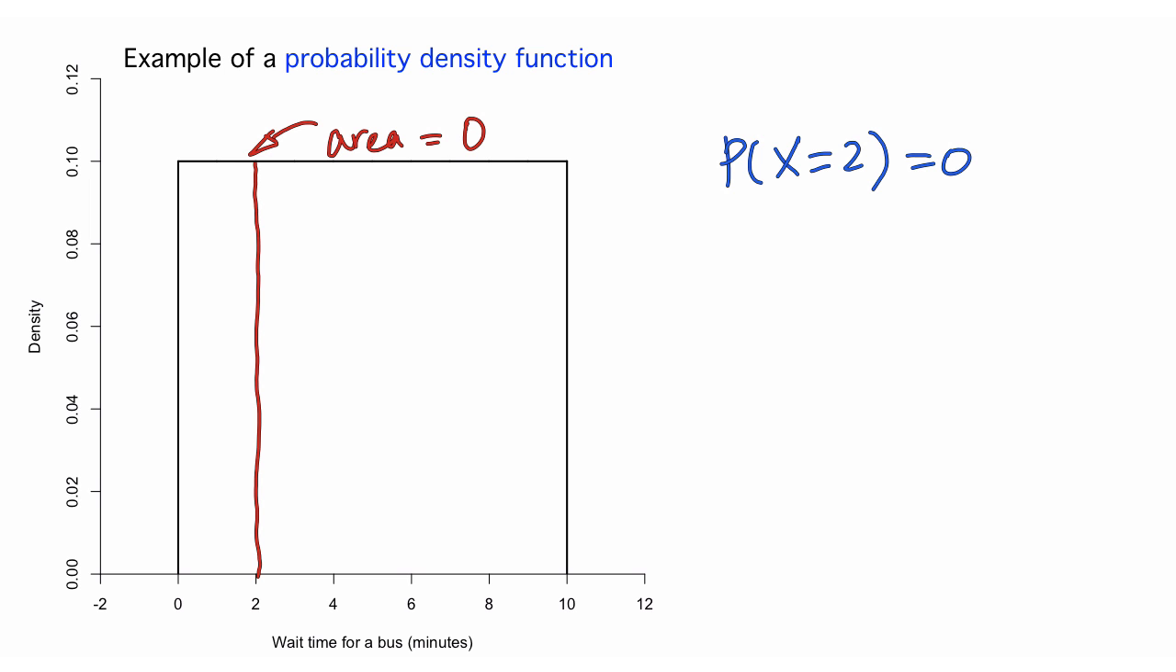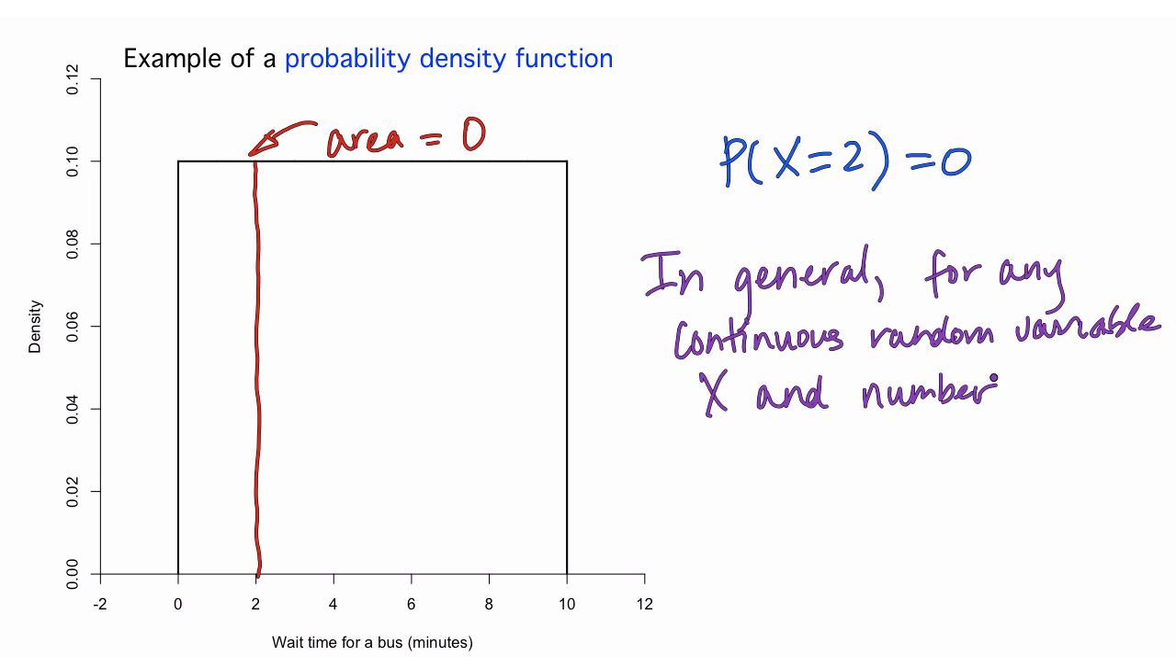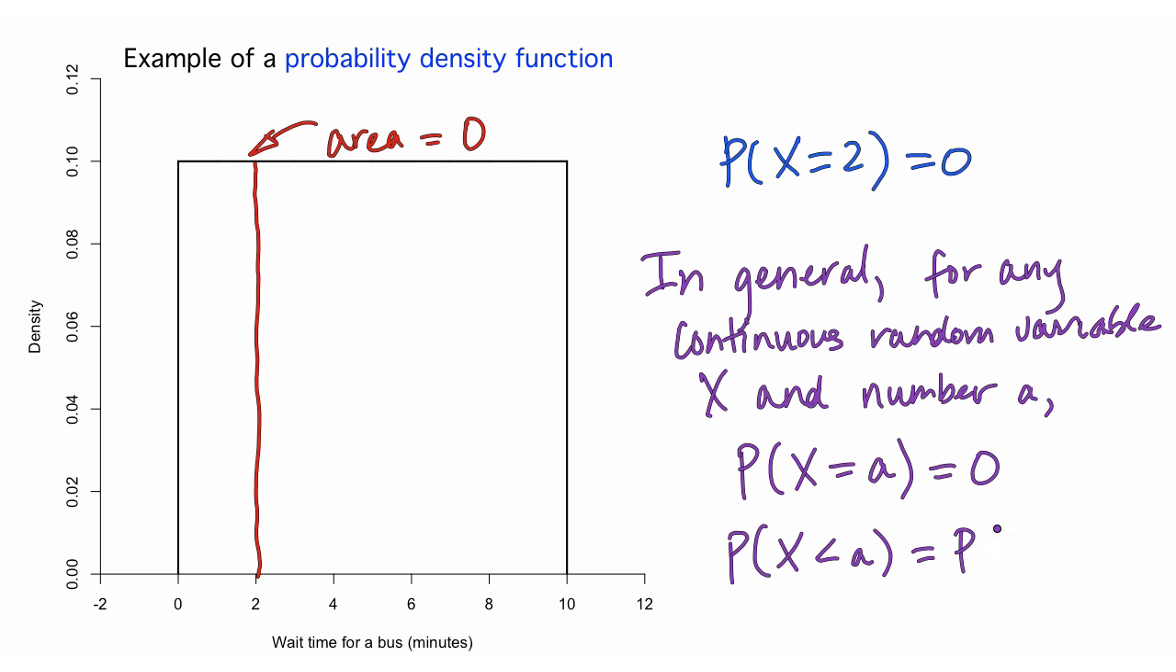You can think of this as getting that one particular value out of the infinite number of possibilities in the interval that the random variable can be. So any one particular value is just 1 out of infinity and has probability 0. As a result of this, for any continuous random variable x and a numeric value a, the probability that x is equal to a is 0, and in turn, the probability that x is, say, less than a is exactly the same as the probability that x is less than or equal to a.